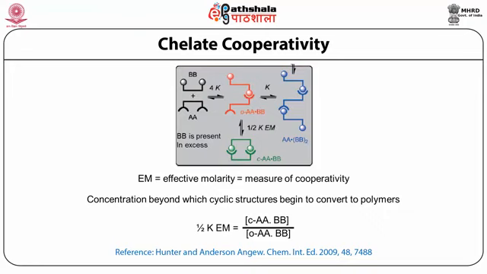And here you can define the effective molarity, which is equal to half KEM, equal to the ratio of the closed product divided by the open chain product. And here you can define the cooperativity as the concentration beyond which the cyclic structures begin to convert to the polymer.